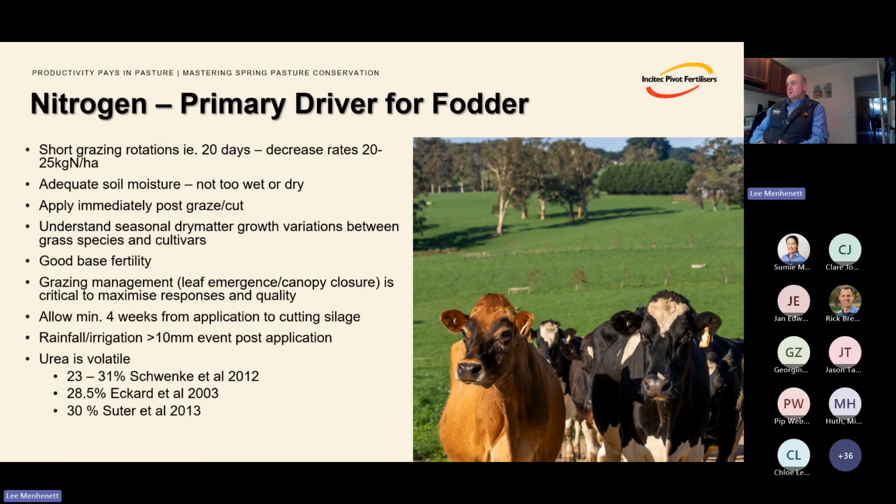So the other considerations around nitrogen: if we're on a 20-day rotation, so we're really flying with our daily dry matter accumulation, we want to pull our nitrogen rates back, and this is the only time that we would be advocating rates of nitrogen of 20 to 25 kilos of N per hectare, if you're on that 20-day or shorter rotation. The other consideration around nitrogen applications is that we need adequate moisture.